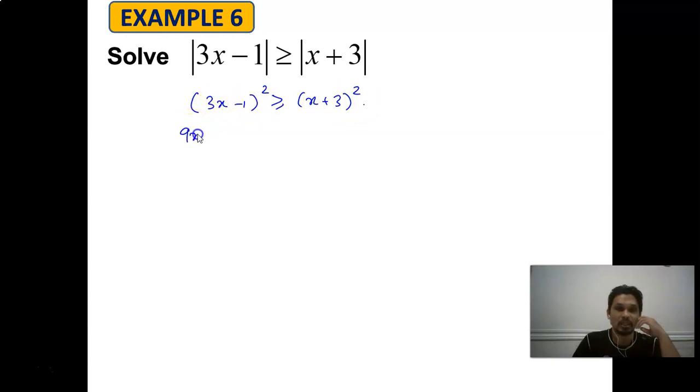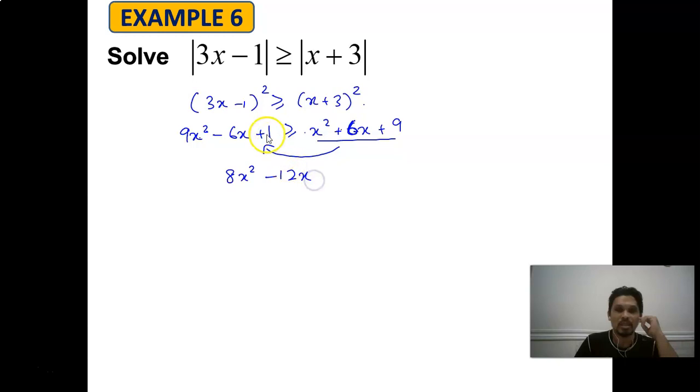3x times 3x, 9x squared. 3x times negative 1, minus 3x, another negative 3x. So negative 6x, negative 1 times negative 1, plus 1. Okay, x times x, x squared. x times 3, 3x, and another 3x, come up with 6x. And 3 times 3 equal to 9. So then, bring this to the left side. So, all is positive, so when you bring it to the left side, it becomes negative, 9x squared minus x squared, 8x squared. Negative 6x minus 6x, negative 12x. 1 minus 9 equal to negative 8, greater than or equal to 0.